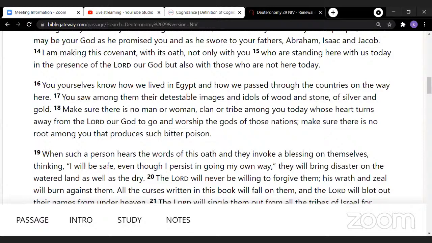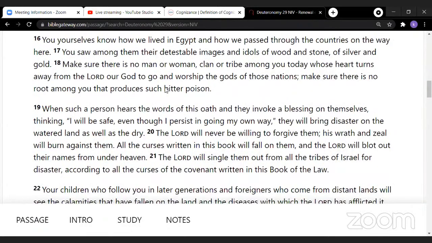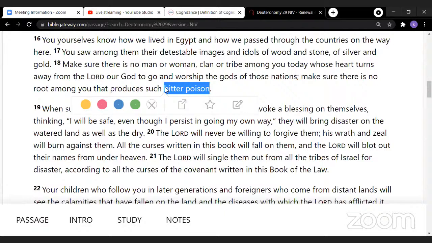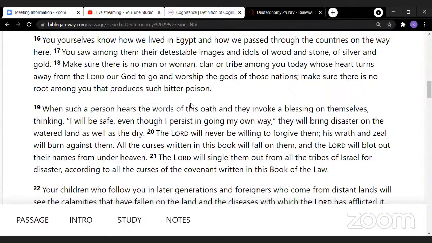Why? Because he's going to execute the curses on them. They're going to be on Skid Row until it gets so painful that they want to return to the Most High. And some people never get to that point. What do y'all think? I agree.